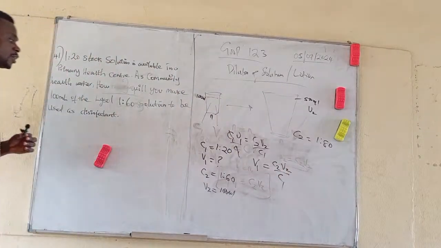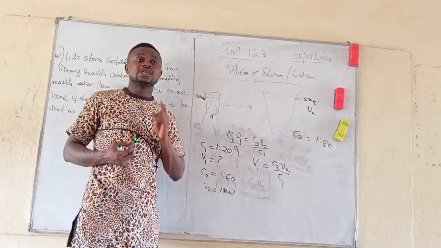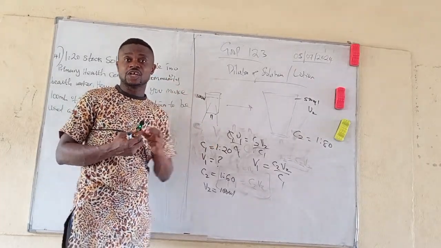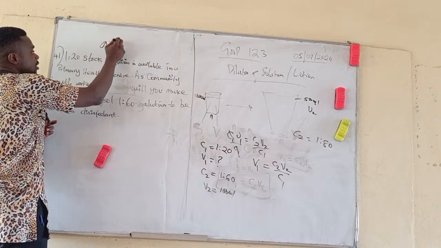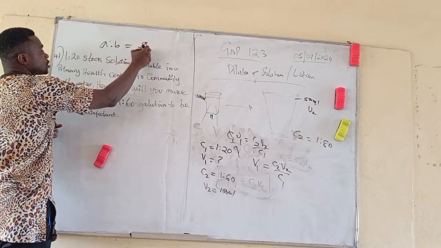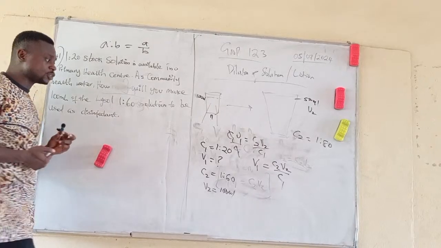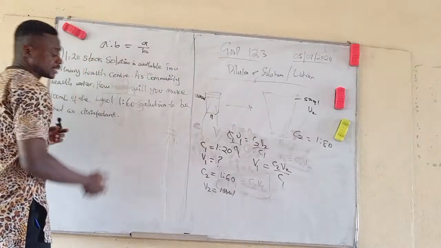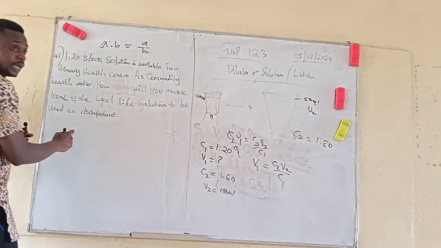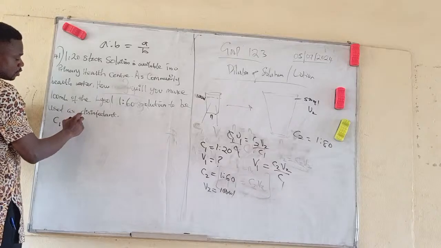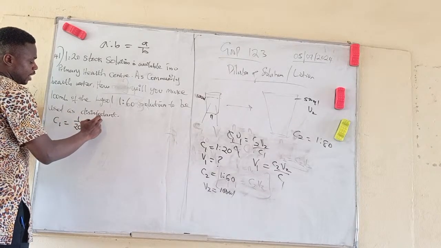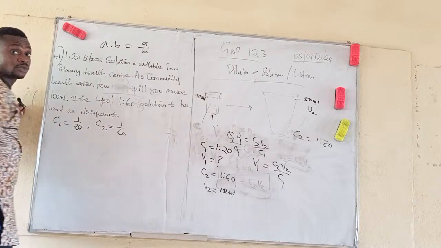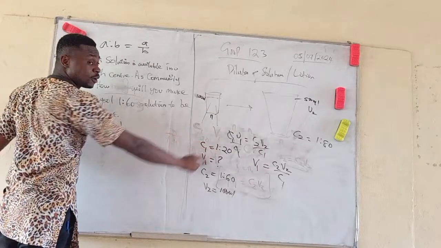Good. Remember ratio: a rational number is gotten from a ratio. If you have a ratio like A is to B, it is the same as saying A over B. So we put it in this form. C1 is now equal to 1 over 20, while C2 is 1 over 60. This is what I'm going to use to solve this, because the other form will confuse you.